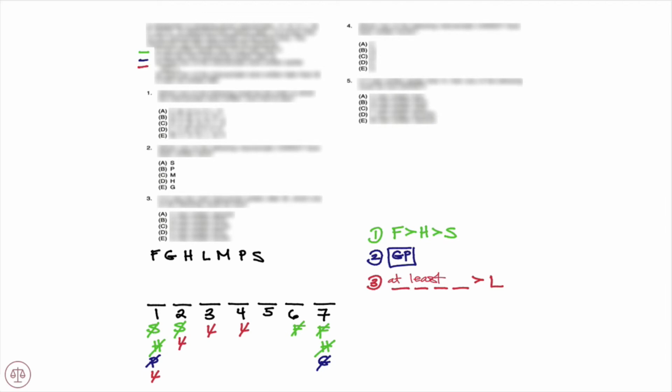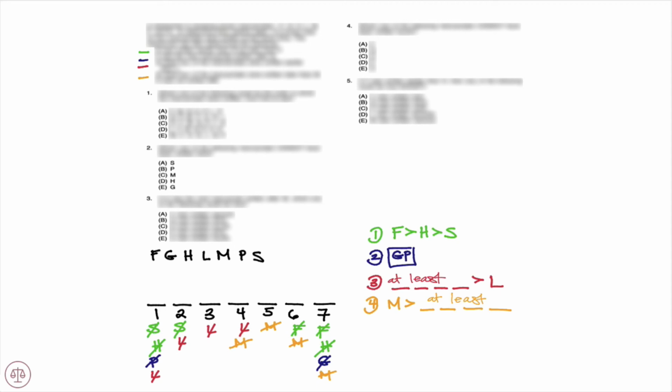The fourth rule tells us at least 4 of the manuscripts were written later than M. So we know that 4 manuscripts are going to appear after M. And again, at least 4, which tells us that we cannot see M in 7, 6, 5, or 4, which means that M must be in 1, 2, or 3.